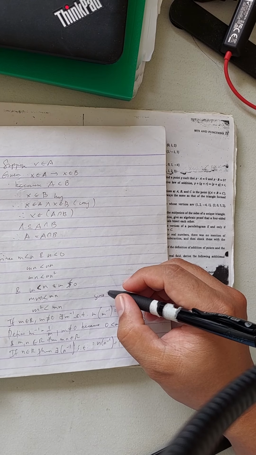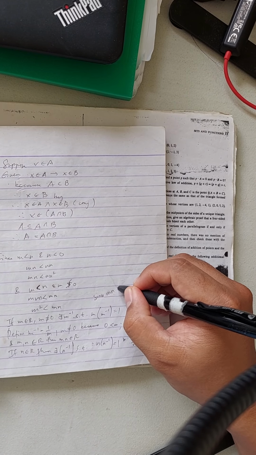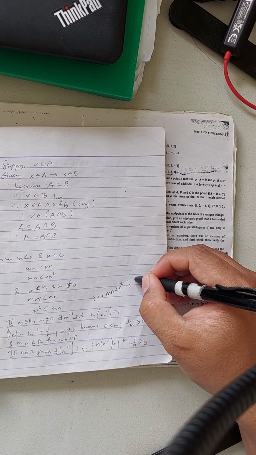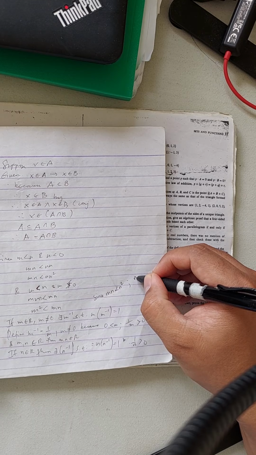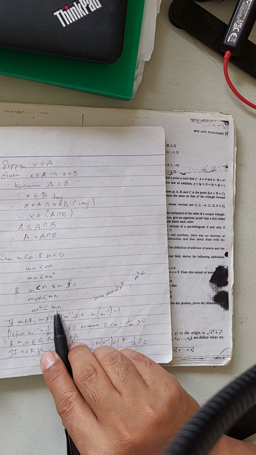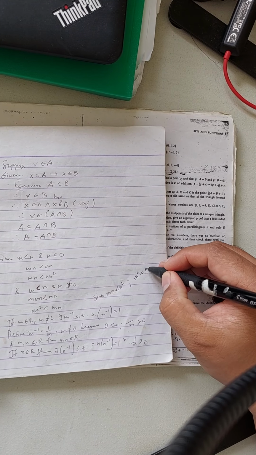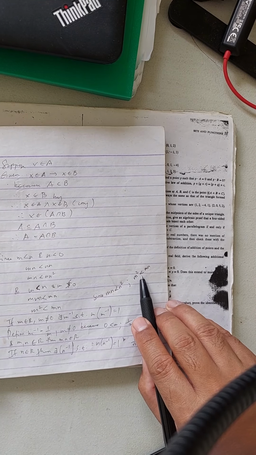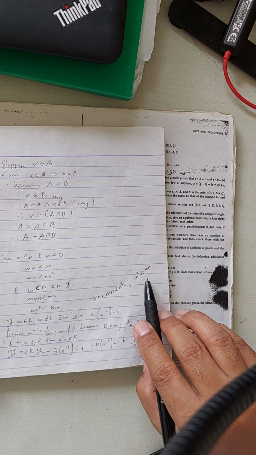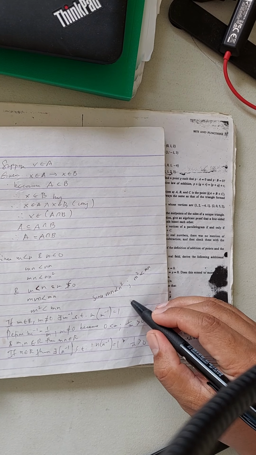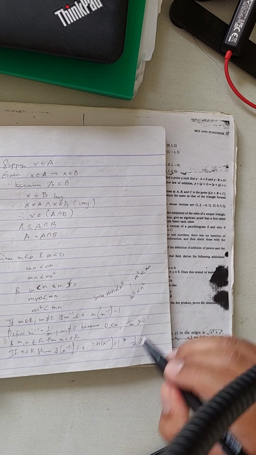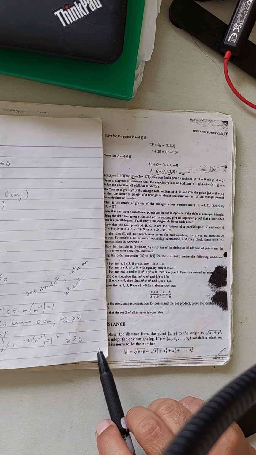Okay, so since mn is lesser than n squared and m squared is lesser than mn, therefore m squared is lesser than n squared. Am I right?